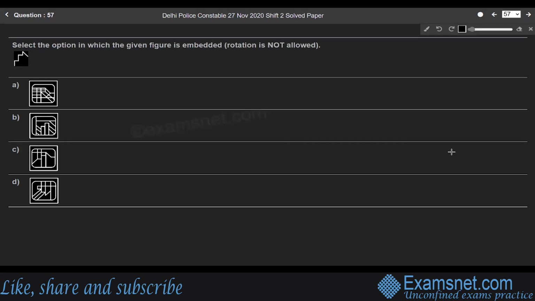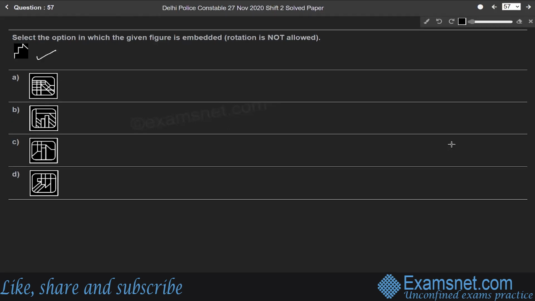Question 57. Select the option in which the given figure is embedded. So the given figure is like this. It is a vertical line, then a horizontal line, then a vertical line, then a horizontal line, then a vertical line, then a slanting line, like this, right? So look at option A. In this region, there is a vertical line, horizontal, vertical line, horizontal, vertical line, a slanting line, like this, right? Therefore, option A is the right answer.